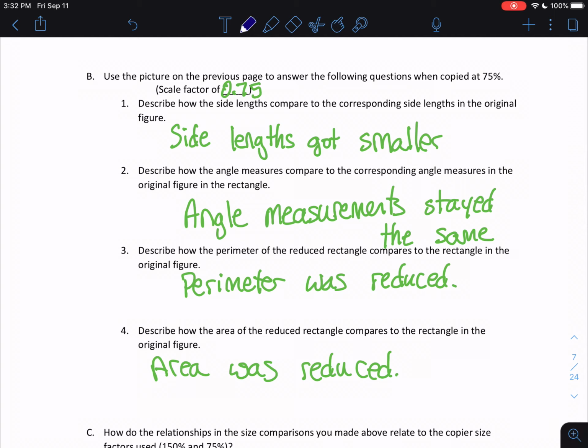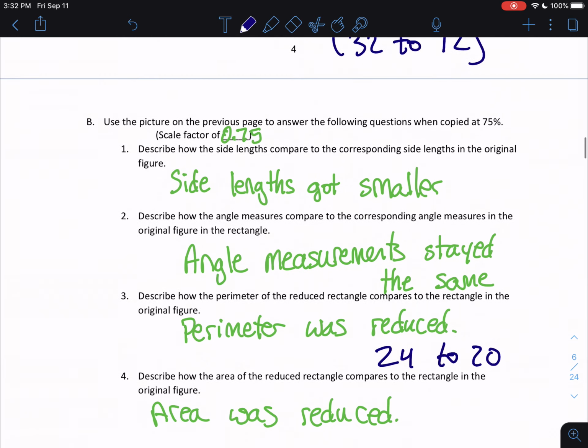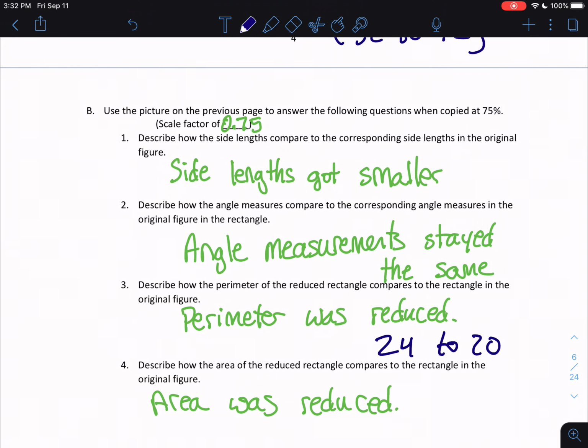But I don't know if you took note of this, the perimeter just went from, sorry, 24 to 20, because things got smaller. That wasn't nearly as much as the 24 to 36 difference. So I'm wondering if that has something to do with the size factor. This size factor was 75% of the original. And the initial one we looked at was 150%. So maybe how much further away it is from that 100% regular size has something to do with it. I don't know. We'll keep looking, I guess.